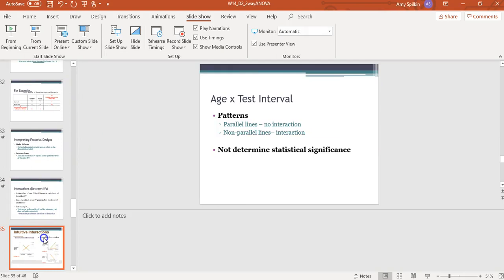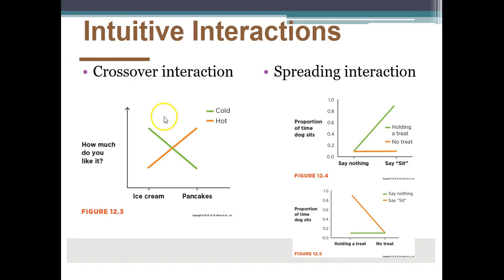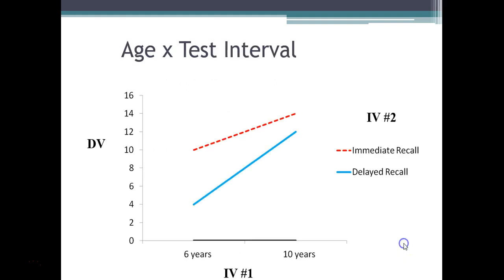When you graph interactions, your lines are not parallel. It doesn't matter if they are crossing or if they are what we call spreading interactions. You know you're going to have an interaction if the lines are not parallel. So when you graph these cell means, you'll present them in a line graph, and you're looking for non-parallel lines if you're going to have an interaction.